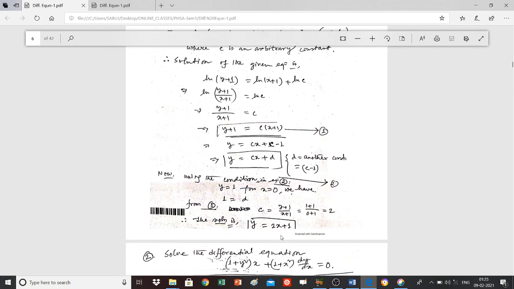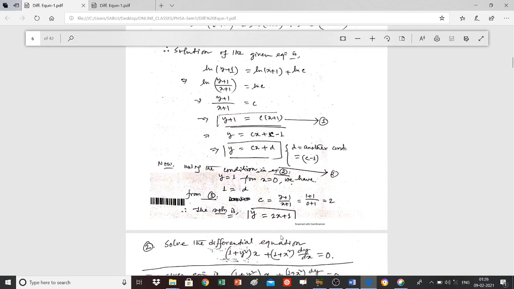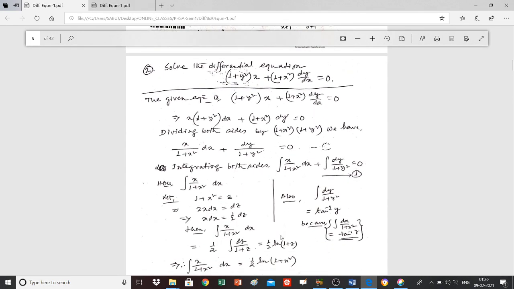It is rather important and very interesting, because if you are given a boundary condition, then the arbitrary constants, that is the constants of integration, can easily be calculated, and the complete solution can be achieved in this way. Now come to another problem, that is, solve the differential equation (1 plus y squared) x plus (1 plus x squared) dy by dx.